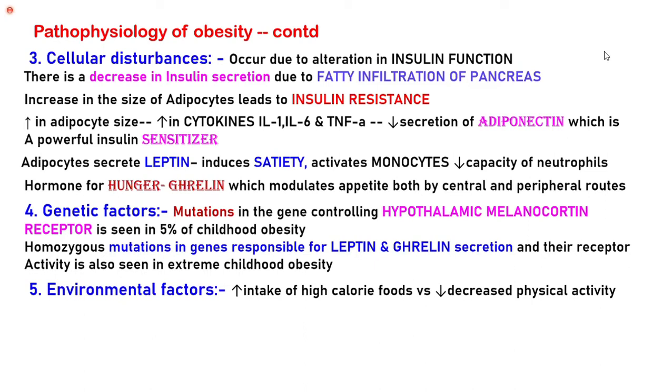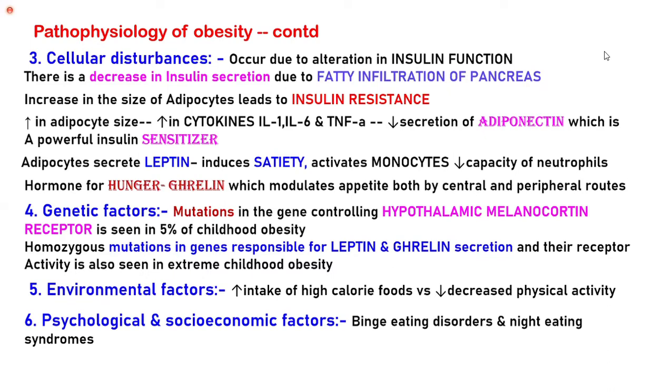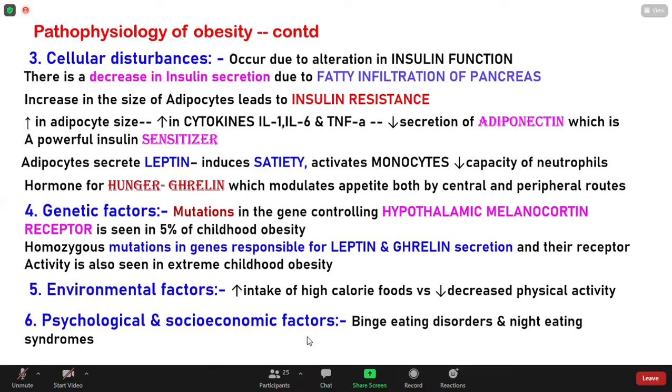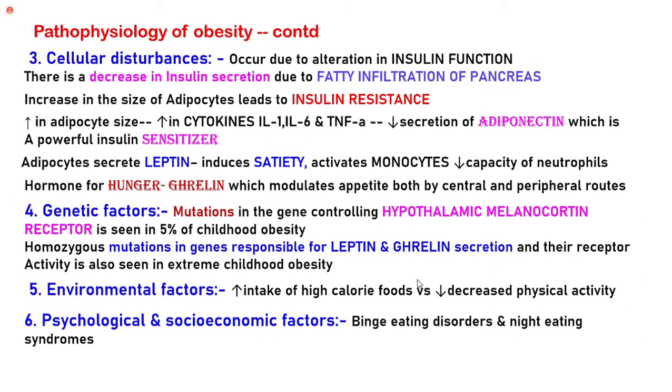And environmental factors are intake of high calories and decreased physical activity. And psychological and socioeconomic factors, binge eating disorders and night eating syndromes, especially in students, keeping awake late in the night. So you feel hungry and start eating something at 2 a.m. and 3 a.m. Nowadays, all the Zomato and Swiggy are ready to serve you at any time of the day. So you are ordering and eating.